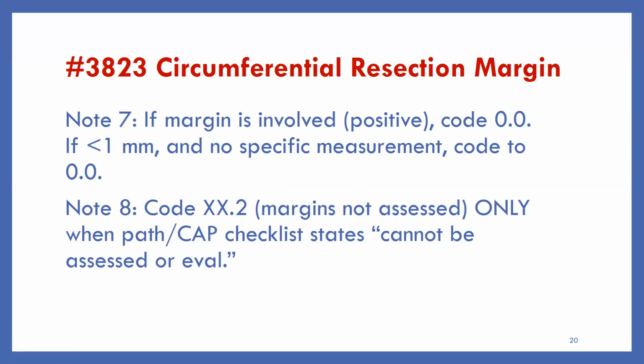Okay, so if you have a margin that is positive, code it to 0.0. If it states less than 1 millimeter and you don't have a specific measurement, code that also to 0.0. There is a code XX.2 if the margins are not assessed, but the CAP protocol, the summary, has to state cannot be assessed or evaluated in order to code XX.2.